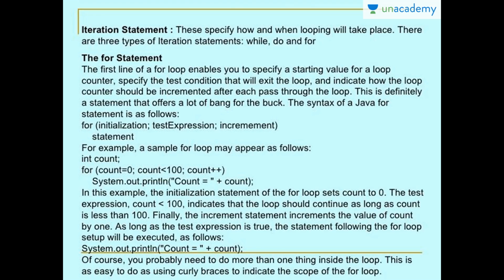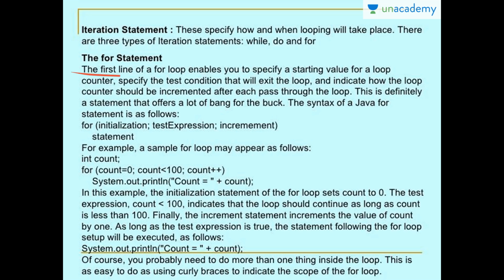Now what are the iteration statements? These specify how and when looping will take place. These are of three types. Looping means if we want to execute a condition or a process a number of times, we will use looping. That is iteration statements. Looping or iteration statements are of three types: for statement, while and do while.